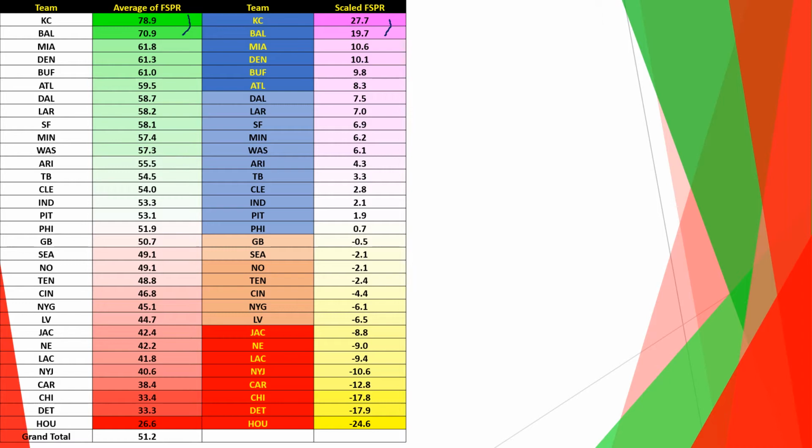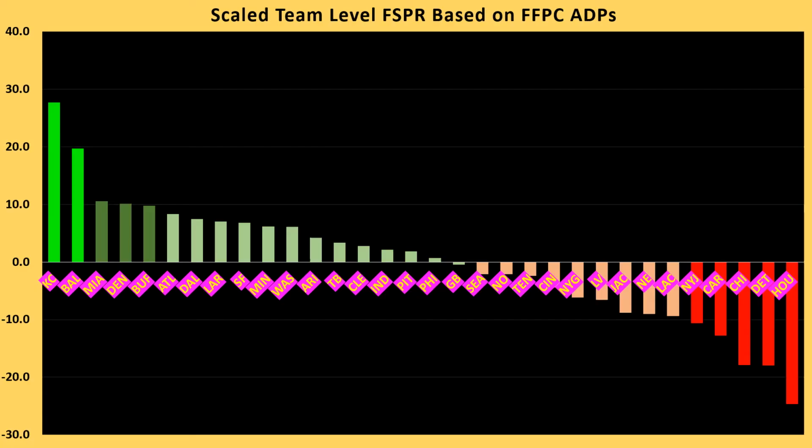And again, I like to just kind of stare at this and think about it. What are the professionals' overall opinions of each team? I believe this material will capture that. I like to look at visuals, so I did bar graphs of the scaled values and color coded them, and you can see KC and Baltimore way above the crowd here.